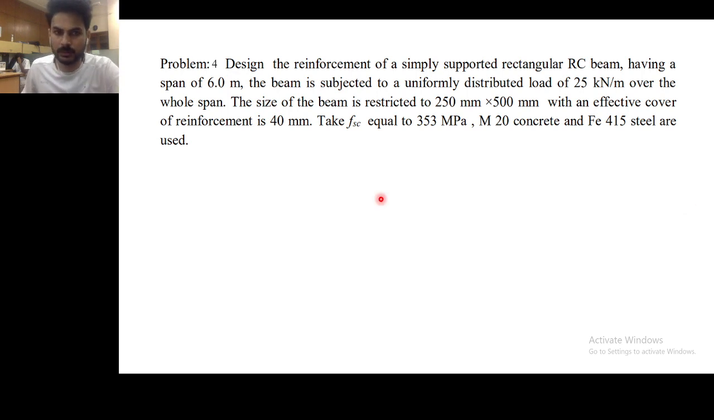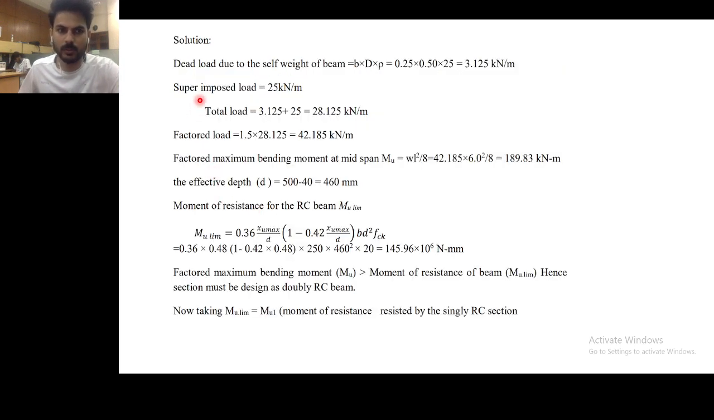Okay, so let's see the answer and then we will learn how this type of problem can be solved. So whatever dead load they have given, we have to calculate the dead load, which will be the volume of the beam into the unit weight of concrete and steel together. So we can calculate per meter as B into total depth into density. So density is 25.